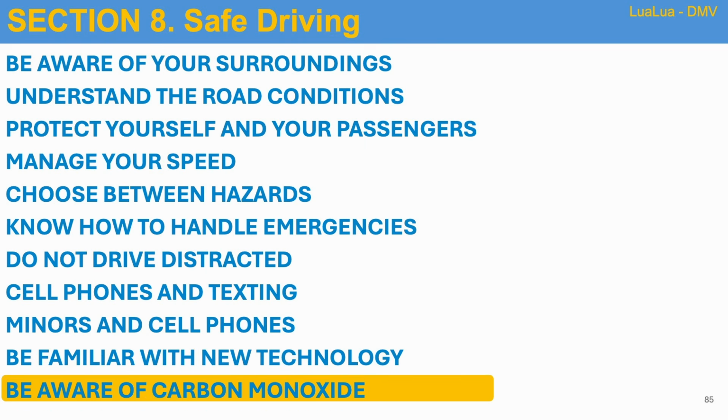Be aware of carbon monoxide. All gas-powered vehicles produce carbon monoxide. Carbon monoxide is a deadly odorless gas released from a vehicle's exhaust pipe. Never start your vehicle inside the garage with the door closed. Symptoms of carbon monoxide poisoning include tiredness, yawning, dizziness, nausea, headache, ringing in the ears. If you're experiencing any of these symptoms, have your exhaust system checked.